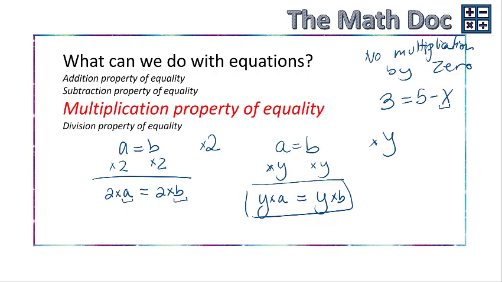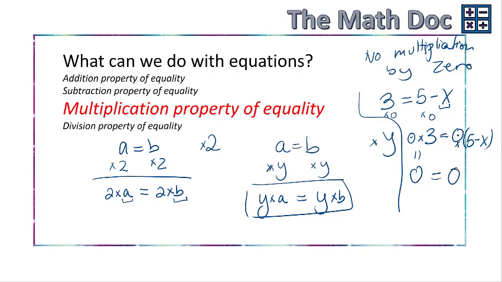Now, what happens if I multiply both sides by 0? So if we multiply this side by 0 and this side by 0, what do we get? We get 0, and I'll put a little dot in there, times 3 equals 0. And now on the other side, we have 5 minus x, and I'll leave that in parentheses. Now, 0 times any number is exactly 0, right? So we get 0 equals 0.